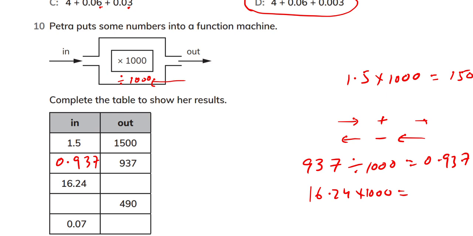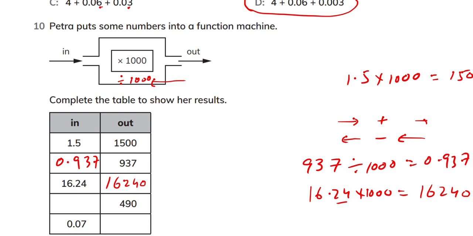Good. What will it become? 1624. And then one zero is also required there because there are two digits. We need to shift three digits. So what will it become? 16,240. Okay. Now in this case, you can write 0.0, but it's meaningless, so no need.